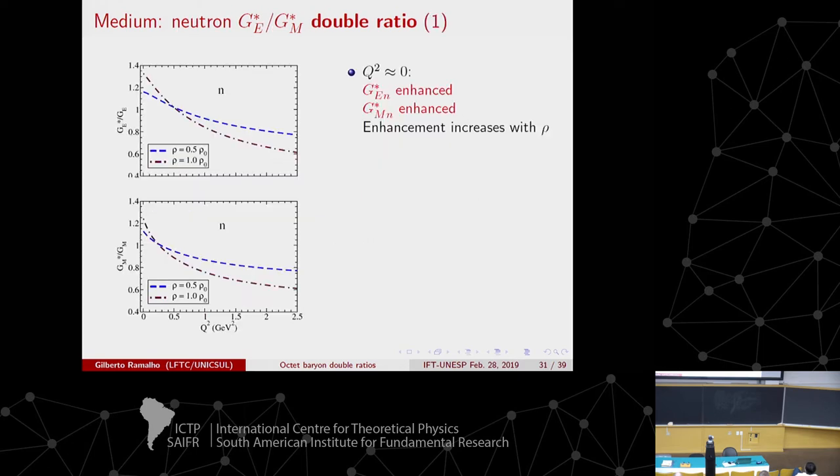So about the neutron, okay? I'm showing the G_E star over G_E and G_M star over G_M. In both cases, you can see that they are both suppressed in medium, and the suppression increases with the density.